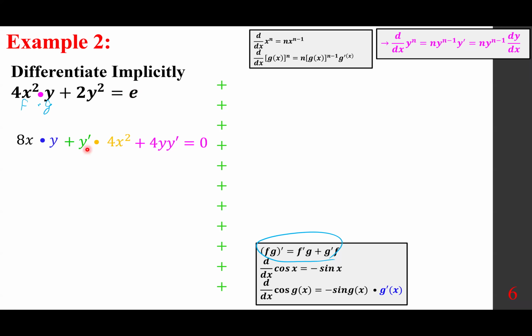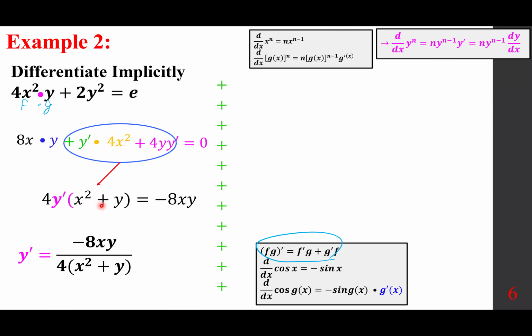We see that these two involve y prime, so we put them together. That means we are taking the y prime out as well as number 4. So this gives us x squared plus y. This is 8xy, moves, becomes negative. Divide both, we want to get to y prime. Divide both sides by 4 times x squared plus y. And -8 and 4, they cancel each other. They result in -2 in the numerator. The final answer, y prime, is -2xy over x squared plus y.